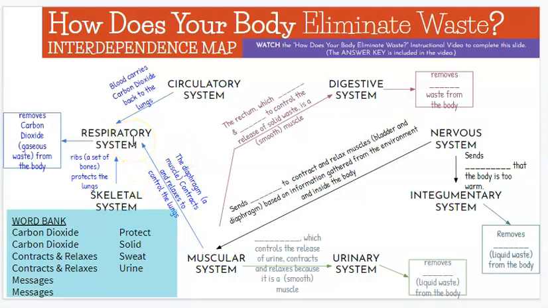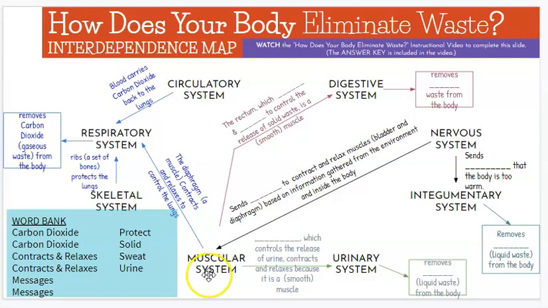Gas is not the only type of waste that's created in the whole process of cellular respiration, however. We also create a liquid. So we bring in sugar and oxygen, and we remove carbon dioxide and water. Liquid waste is removed in a couple of different ways. One way is the way we are most familiar with removing liquid waste on a fairly regular basis, and that's through our urinary system.